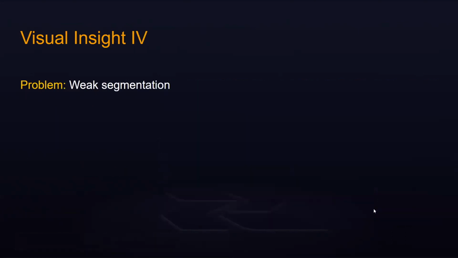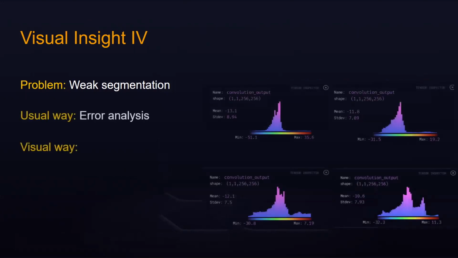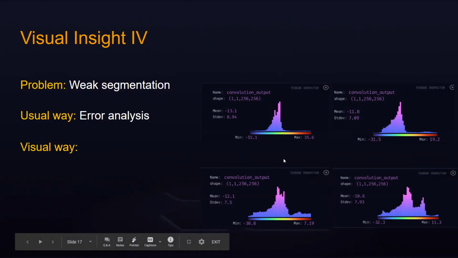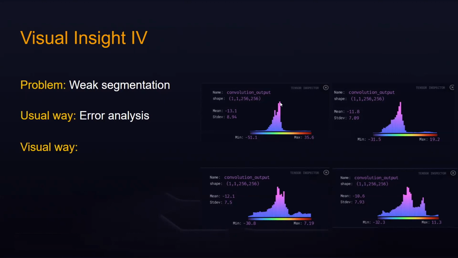This is another example, where we were trying to segment breast tumors in ultrasound data, and we didn't have good results for some patients. We could have used error analysis, where the usual way is to analyze the errors and try to find a way to improve the results. But what we did, we noticed that the histogram of the last layer is different when we have good results compared to when we have bad or poor results.